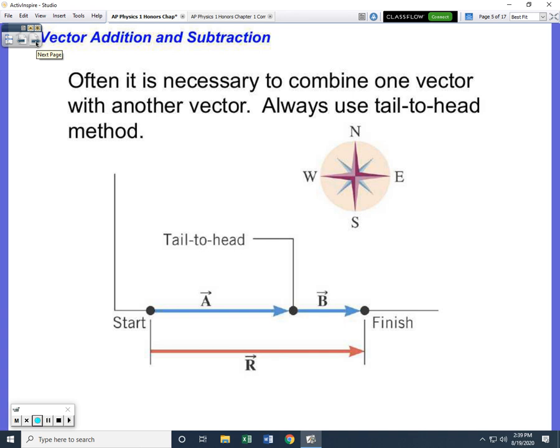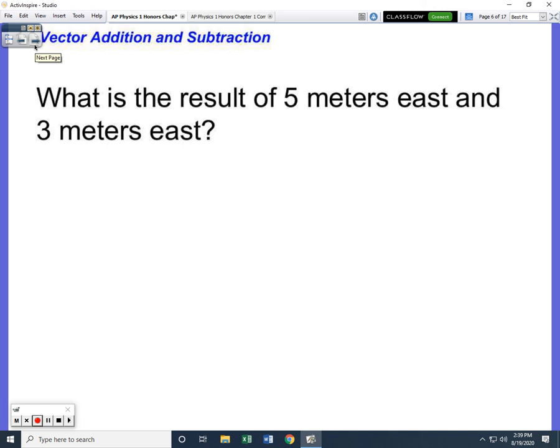Sometimes you have to combine vectors together. You just have to be able to combine them, add them, subtract them, that type of thing. I like to just use the word combine them. You'll see a little bit why. So the common method is the tail to head method, where you put the tail of one vector right at the head of the other vector so you can combine them together. We do that if we have simple questions like this.